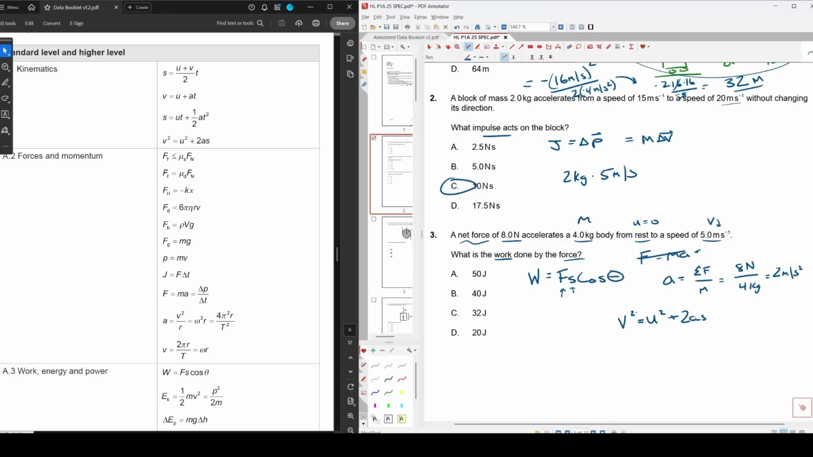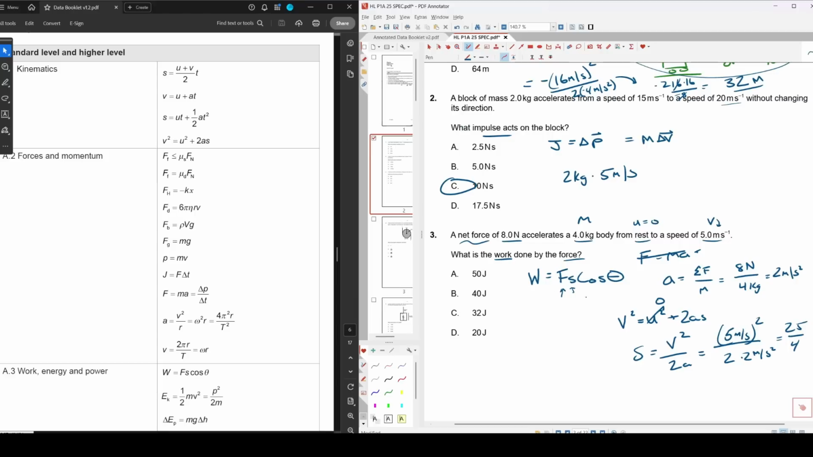S is going to be, now U is 0, but it's going to be real darn similar. S is going to be V squared over 2A. V is 5 meters per second, over 2 times my acceleration. So 25 over 4 is my displacement. Yeah, I guess so. Okay.